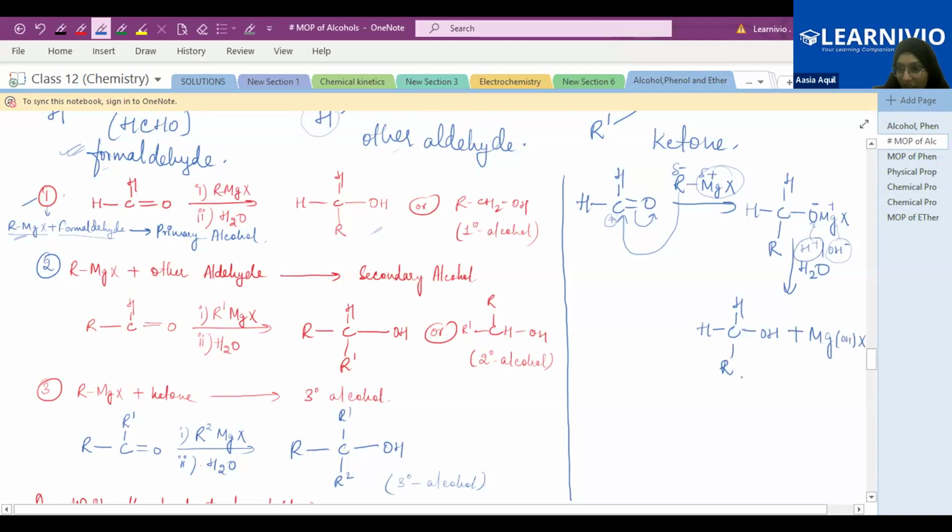And how can you write this? This is your R group. To this carbon, there are two hydrogens attached. So it is RCH2OH, and this is your primary alcohol. That's the whole mechanism. When you react formaldehyde with the Grignard reagent, it will give you a primary alcohol. Just remember that.